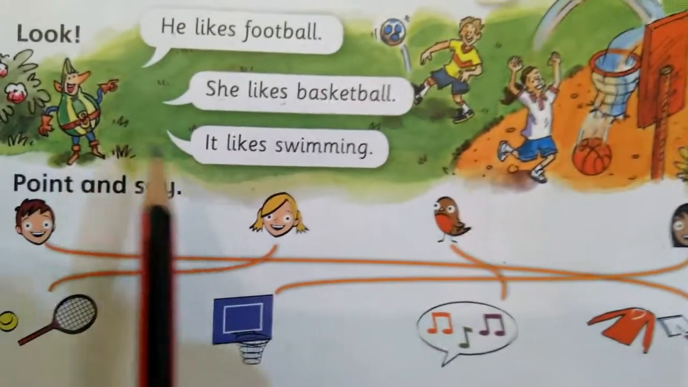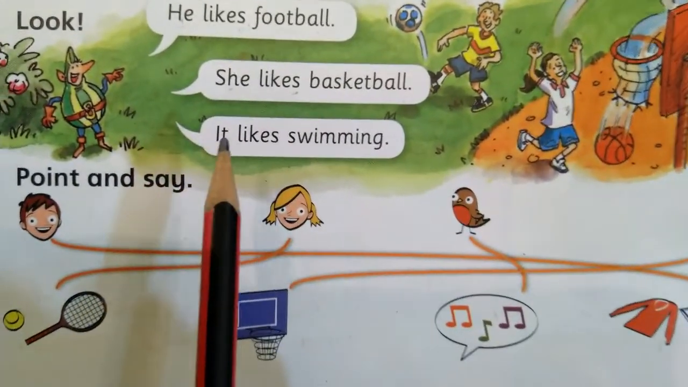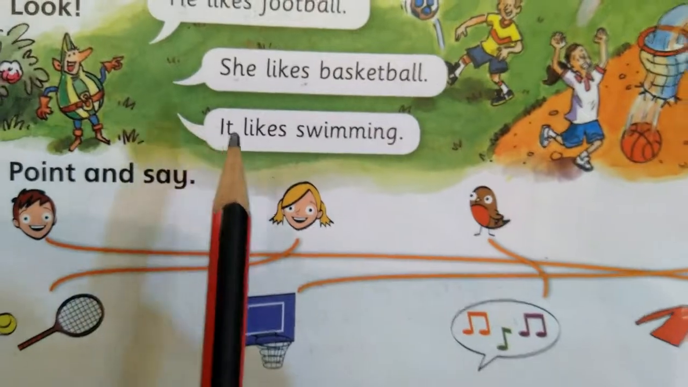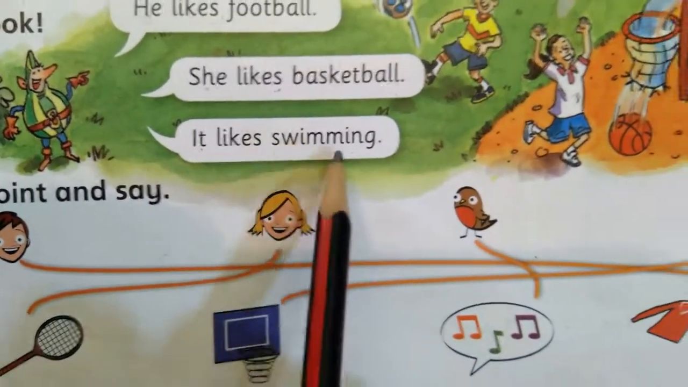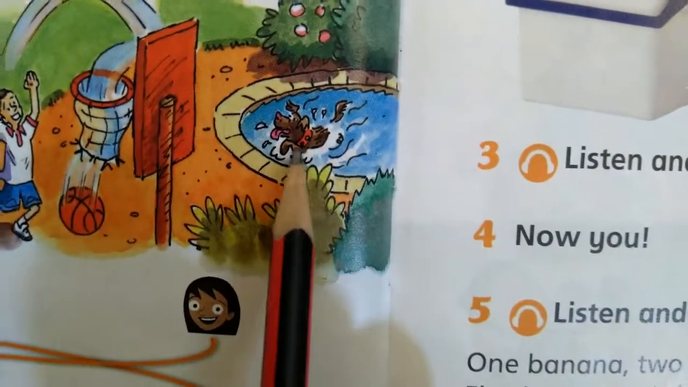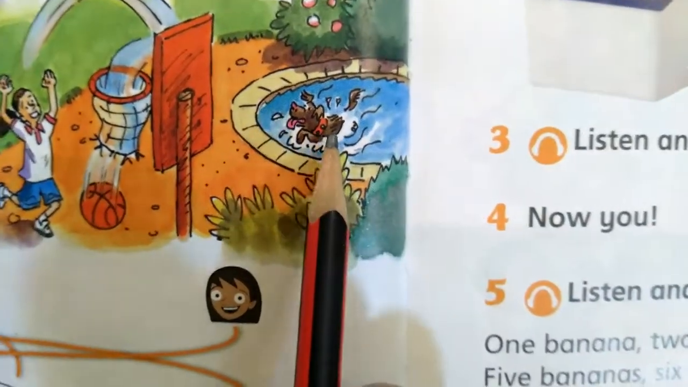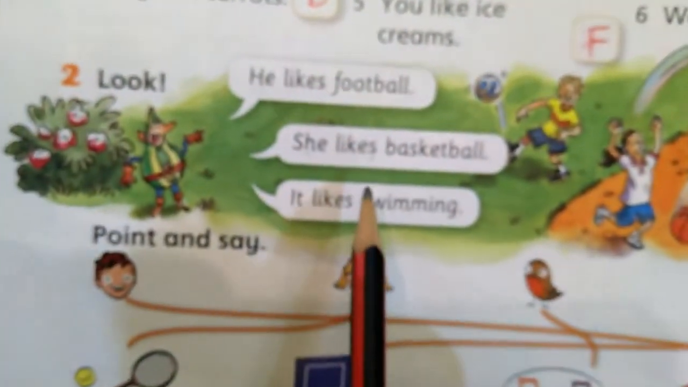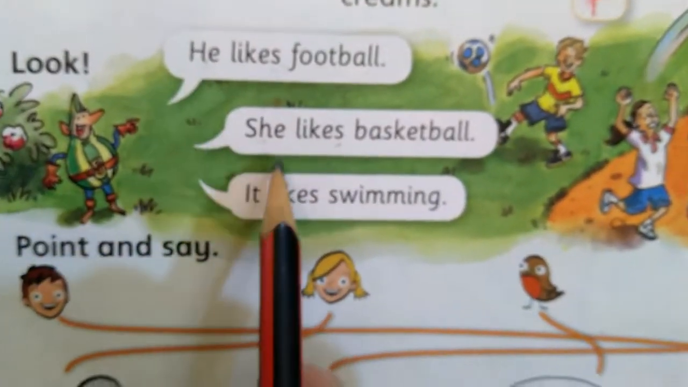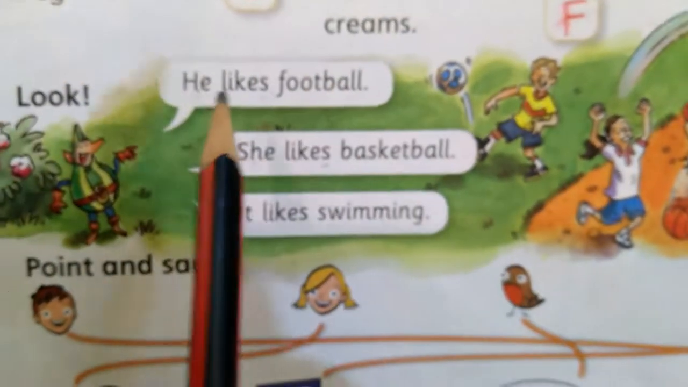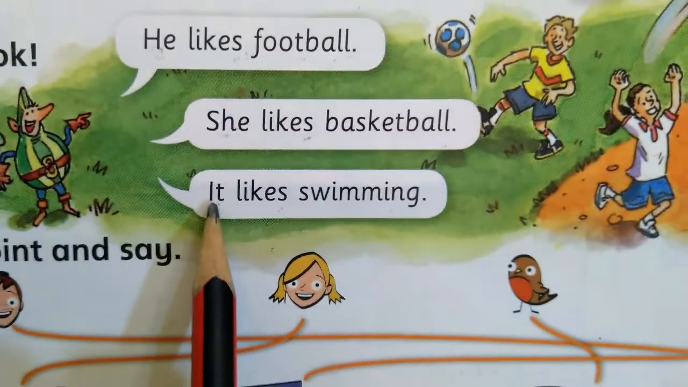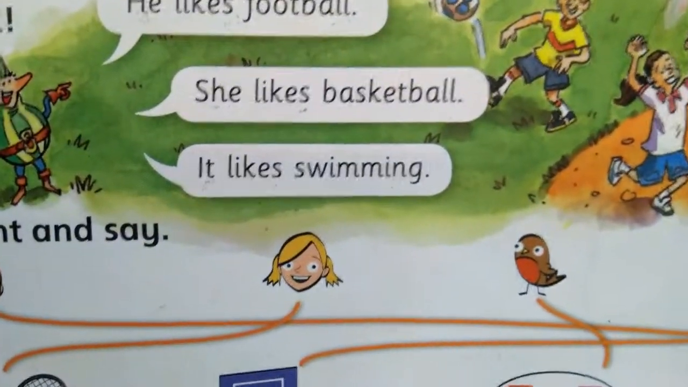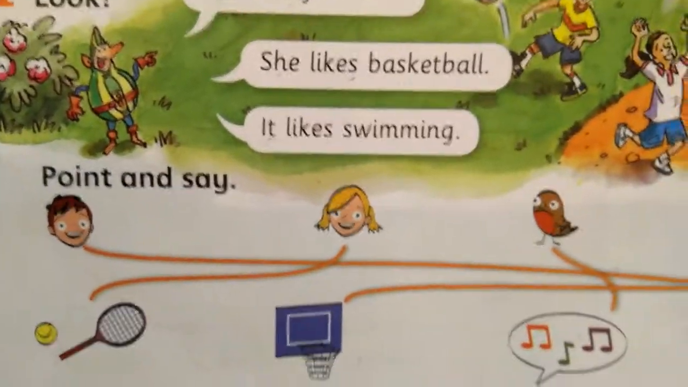Okay, and he is saying it. One animal, it. It likes swimming. It likes swimming. Look how good it is at swimming. It likes swimming. So these are friends: likes, he, she, it. Bravo. Or a name of a boy, a name of a girl, or one animal. Bravo, a name of one animal.